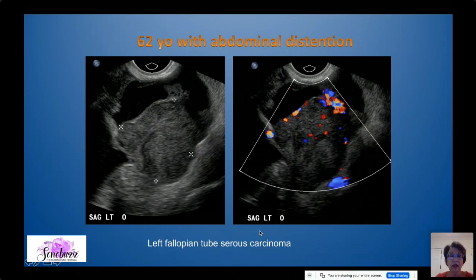So this is another example of a solid mass. This patient actually presented with abdominal distension because she had ascites. That was her presenting symptom. So if you have ascites in an older woman, of course, that's also a very likely indication that the ovarian mass may be malignant.